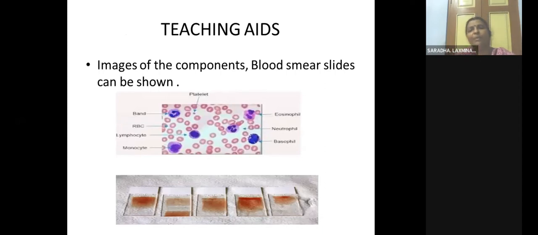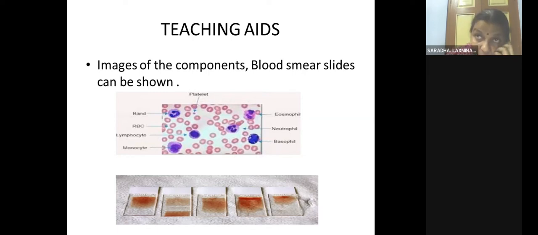And then what could be the aids? We can use the blood smear slides. Many slides are available for showing them the various types of WBCs, eosinophil, neutrophil. He may not understand, but you can show that they are all one type of WBCs. They are shown by this color, and RBCs are shown like this. It's in the form of a button, a biconcave structure, slightly bent in the middle.